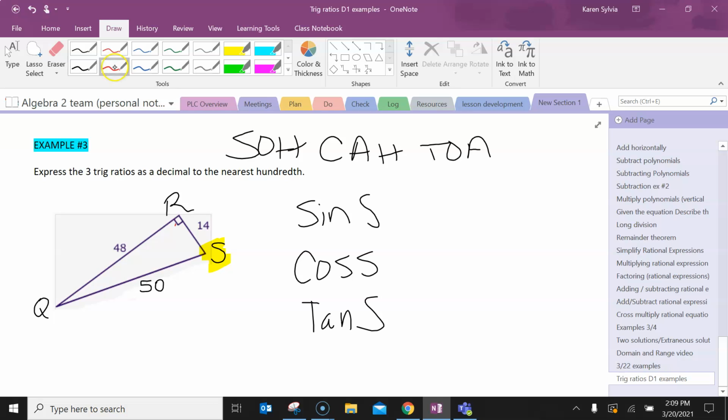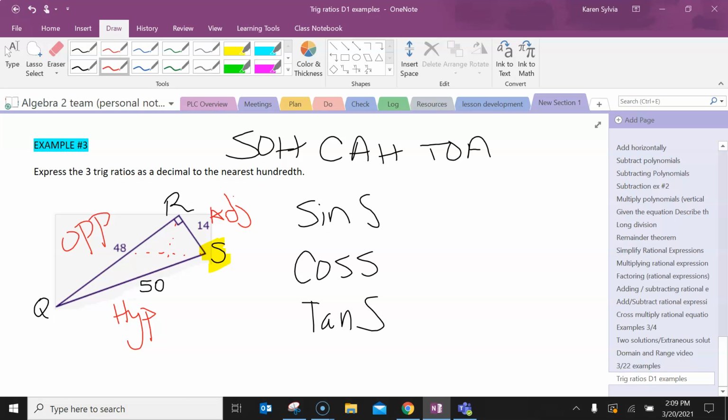I begin by identifying my hypotenuse as opposite the right angle. Then I go to my adjacent, which is attached to angle S, and then opposite is the side that remains, which is opposite the angle that we are referring to.